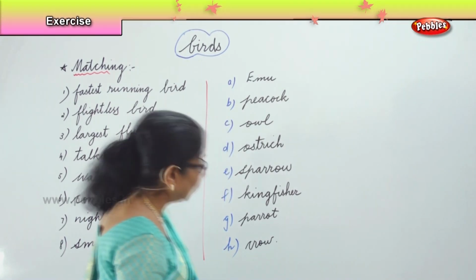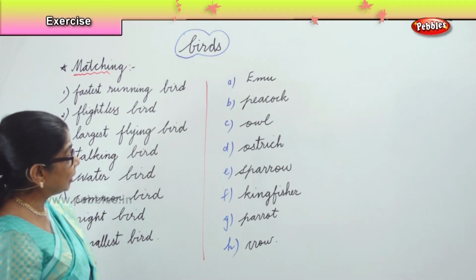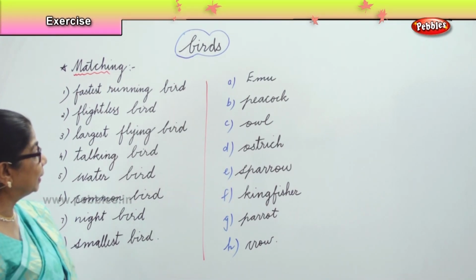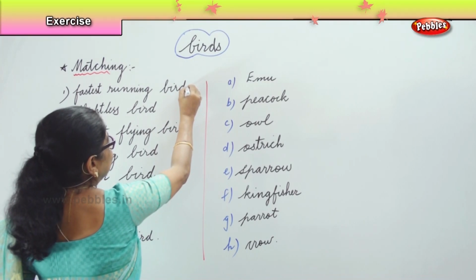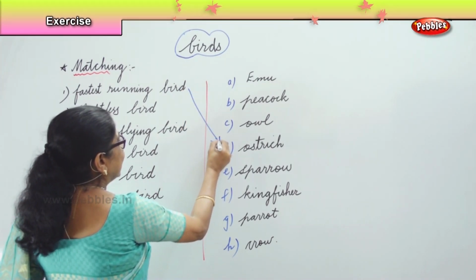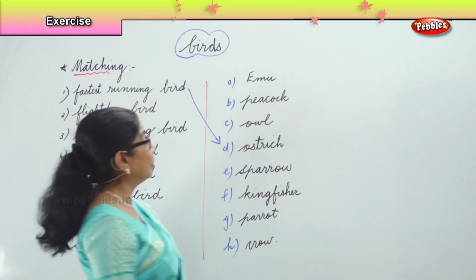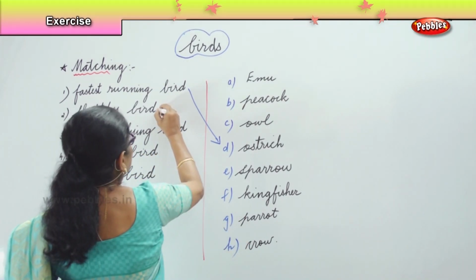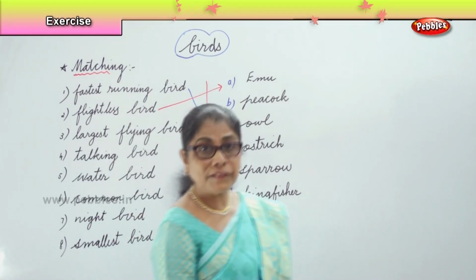Okay, here we go. First one, fastest running bird. Which is the fastest running bird? The fastest running bird is definitely the ostrich. Flightless bird, a bird that cannot fly. Flightless bird is an emu.